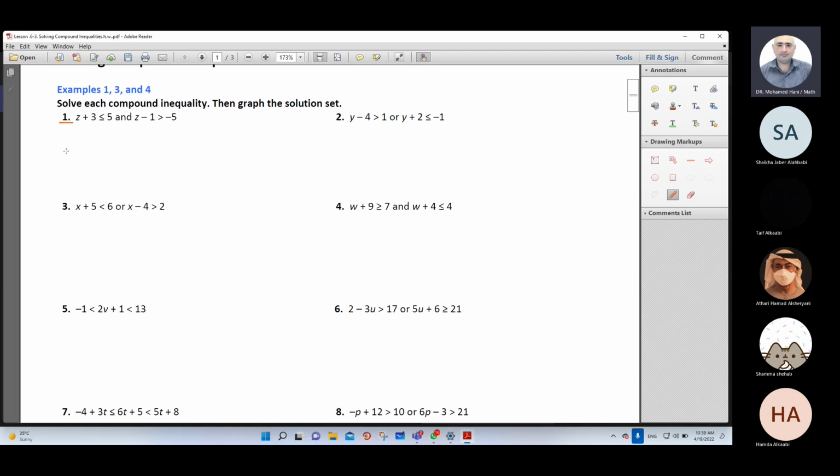So, the first exercise. As you see, we have here a compound inequality, but here we use "and". We use "and", which means we have a common or intersecting solution. How to do this problem? Start to solve the first inequality. Always remember, keep the variable alone on one side. So we want to remove the number. How to remove 3? Add the inverse, negative 3 here, and negative 3 here.